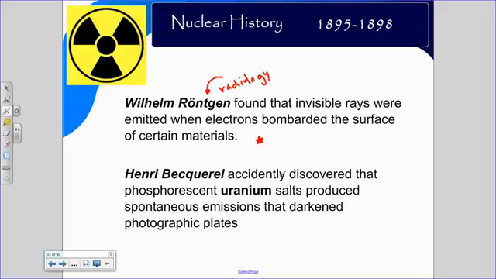Henri Becquerel accidentally discovered that phosphorescent uranium salts produce spontaneous emissions that darken photographic plates. Now, that doesn't mean much to you in your iPhone, but back in the day when photography consisted of using light to change the chemical composition of a silver material, the fact that they could do it without sunlight was pretty groundbreaking. So Becquerel's research found that they could darken photographic plates without the benefit of visible light. So there you see the beginnings of starting to understand radiation other than that we knew of light.